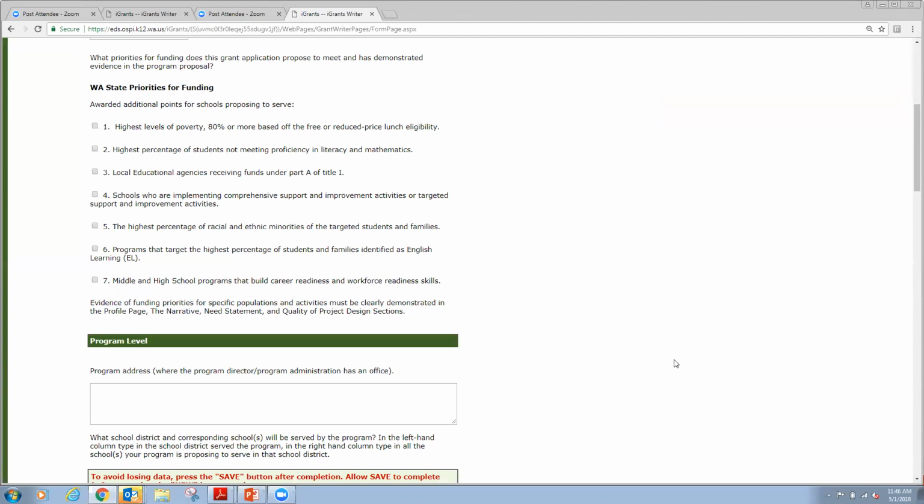So if you're going to serve ELL students, we would be looking for a robust program project design that will be supporting increased language and literacy for ELL students, not just providing recreation activities to students who are coincidentally ELL.